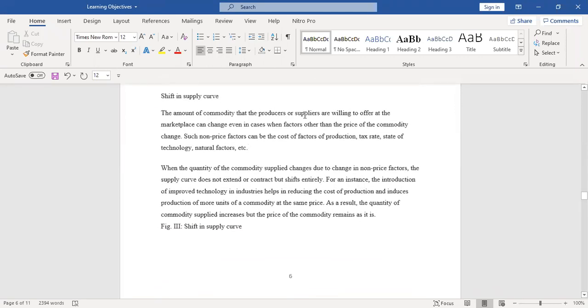The amount of commodity that producers or suppliers are willing to offer at a marketplace can change, even when factors other than the price of the commodity change, such as non-price factors. Such non-price factors can be the cost of factors of production, the tax rate, the state of technology, and natural factors. So there are many factors that can influence supply other than price. Those are the things we're going to talk about now. So we're looking at factors that will influence supply other than price.